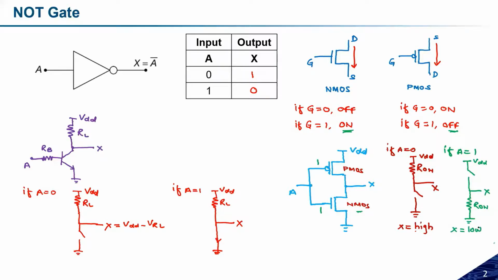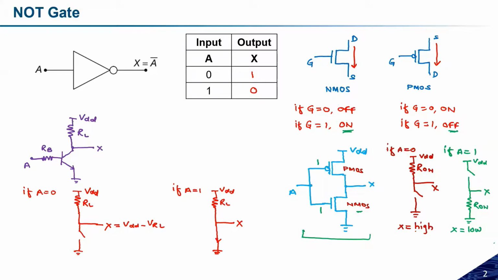So we see here, A is equal to 0, so X is equal to high, and A is equal to 1, then X is equal to low. What it means is this circuit is acting as an inverter made of CMOS based logic. Why am I calling it CMOS based logic? Because here I have used the PMOS as well as NMOS transistors. In any circuit, if both kinds of transistors are available, PMOS and NMOS, we can call it CMOS.